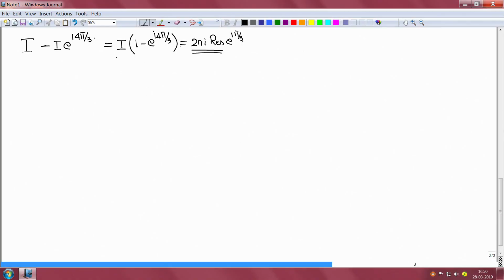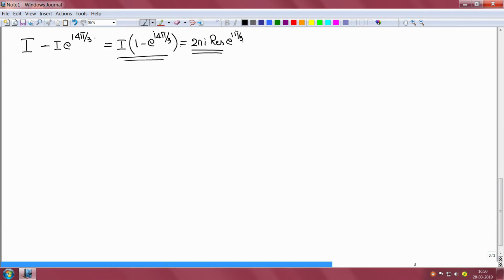Last time, if you recall, we were doing a problem which had an integral going from 0 to infinity, and we have gone very far. We are at just the last step. So we have i times (1 minus e to the power i4π/3) equal to this residue contribution on the right hand side.